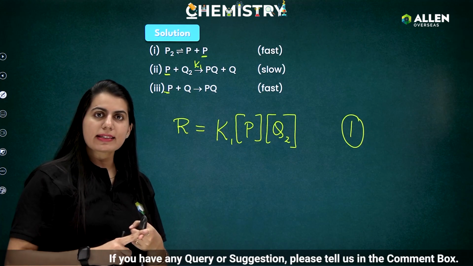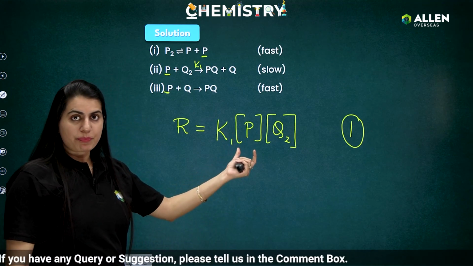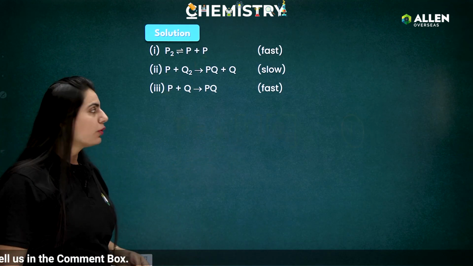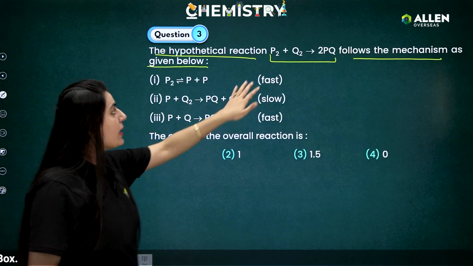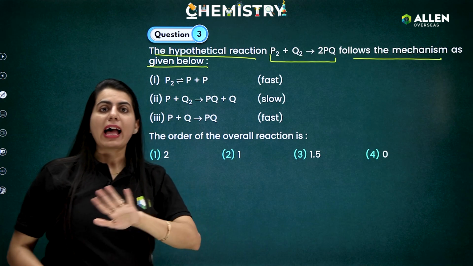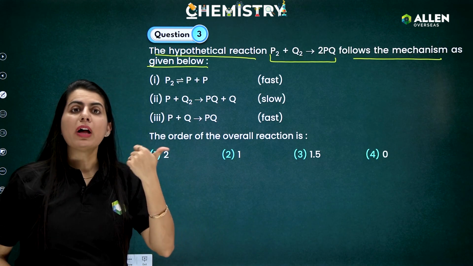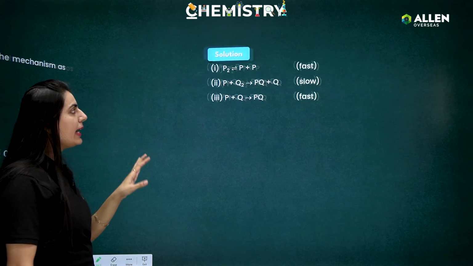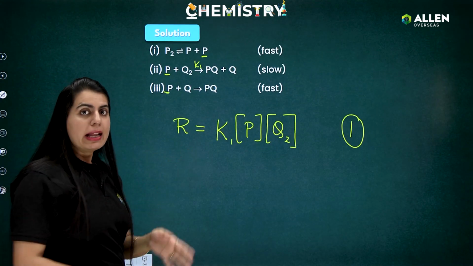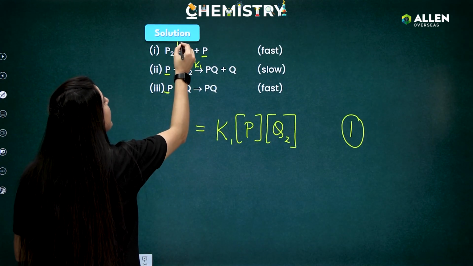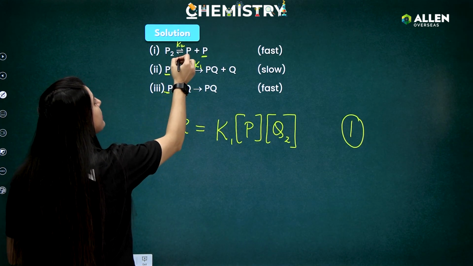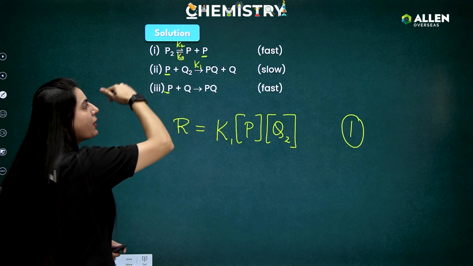So our target is now to eliminate this P, because P is something which we don't need, because the main reaction, if I talk about it, is also not having any P involved. It's P2 and Q2 which are there on the reactant side. So now we'll be taking the help of the fast step. Let me mark the rate constant as K2 for the forward step, and let me mark the rate constant as K3 for the backward movement.